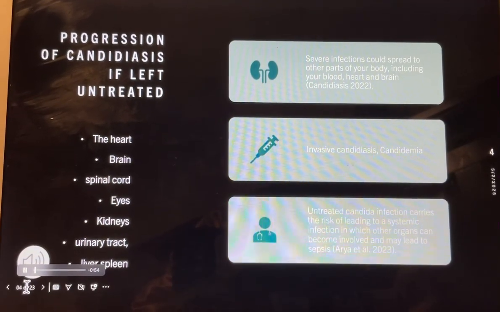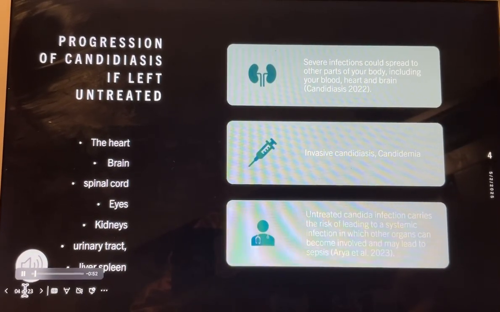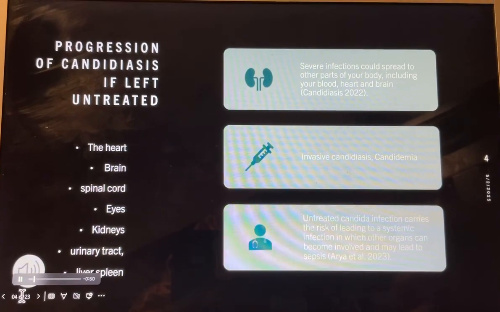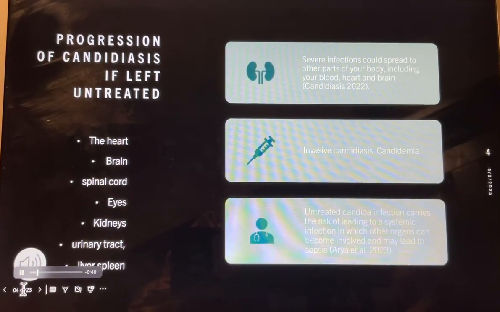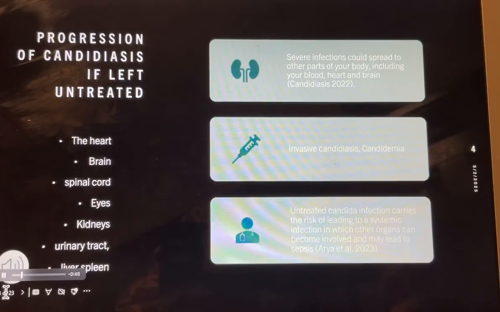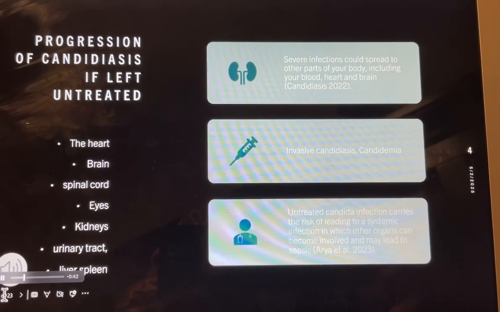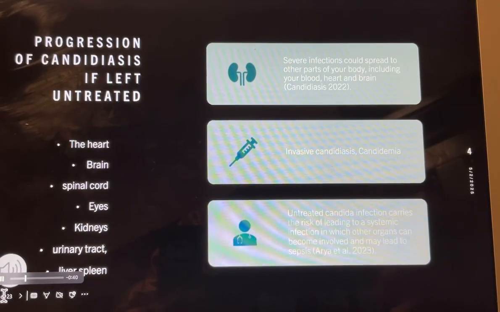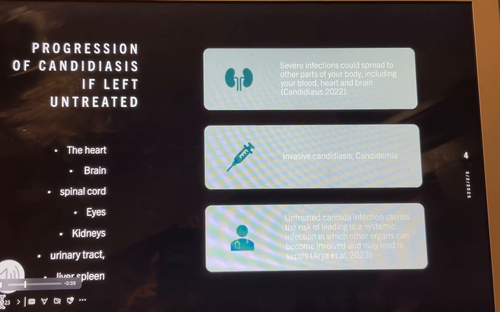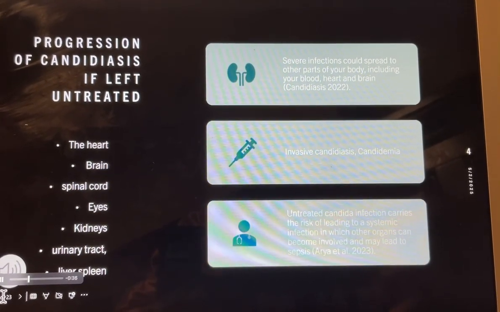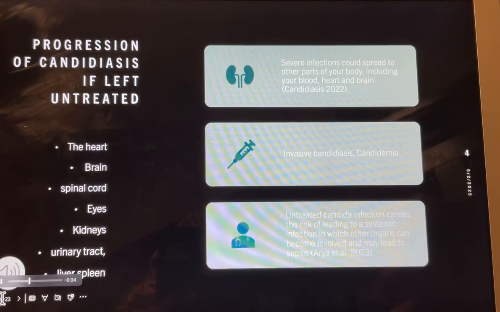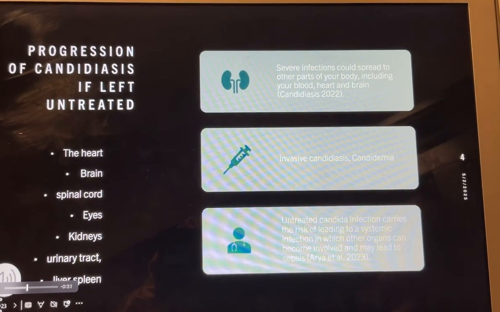If candidiasis is left untreated, severe infections could spread to other parts of your body, including your blood, your heart, your brain, your spinal cord, your eyes, your kidneys, your urinary tract, your liver, or your spleen. The infection from the Candida albicans can spread throughout your bloodstream and cause other potential problems throughout your body.